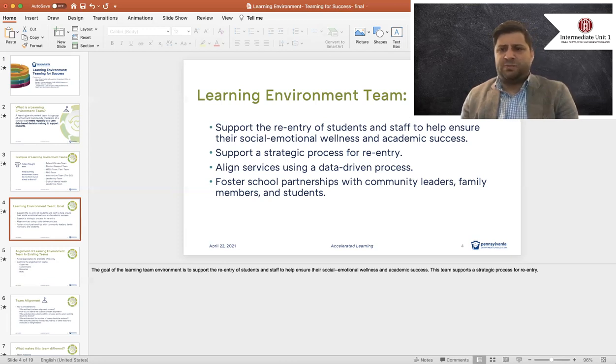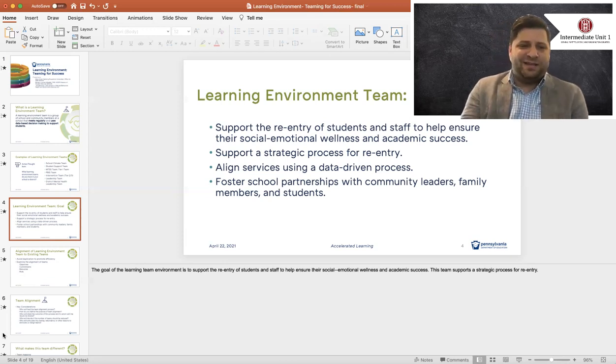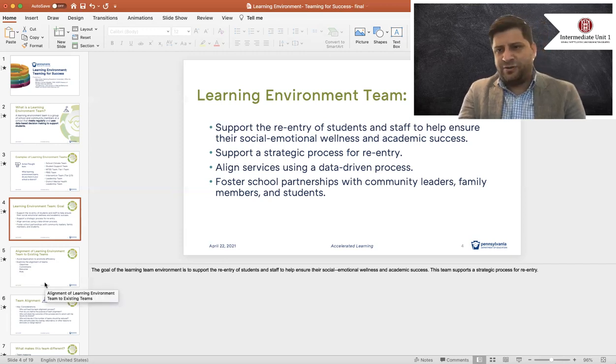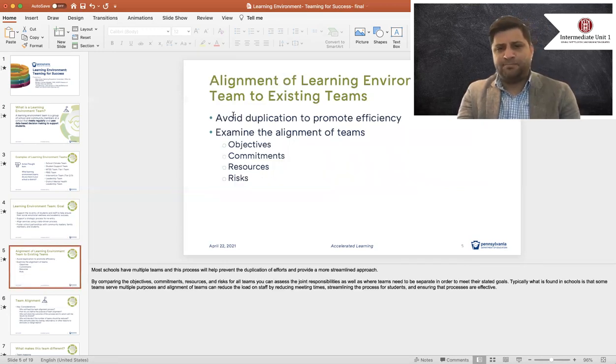For some districts, it's complete reentry into the fall. For others, it's not. So regardless of where you are, we do recommend still taking a look at your learning environment team. Most schools have multiple teams, and we're going to talk about how to align these learning environment teams to your existing teams so we don't duplicate efforts and we can provide a more streamlined approach to the teams.